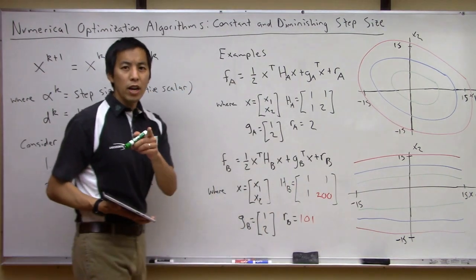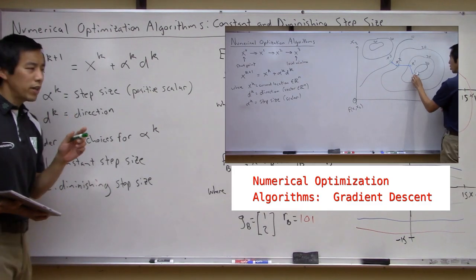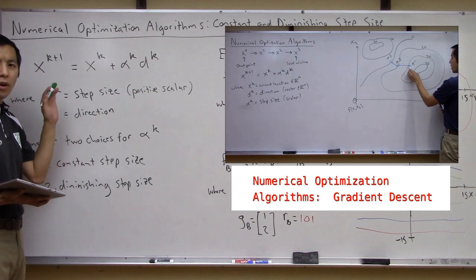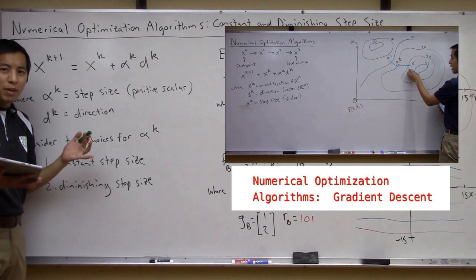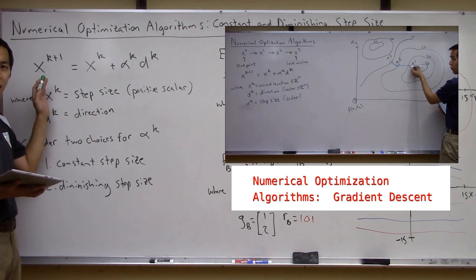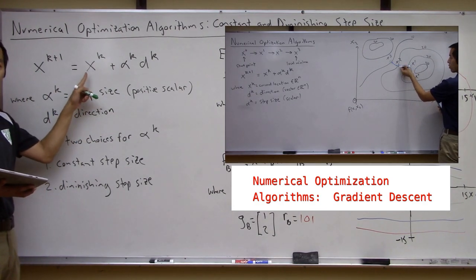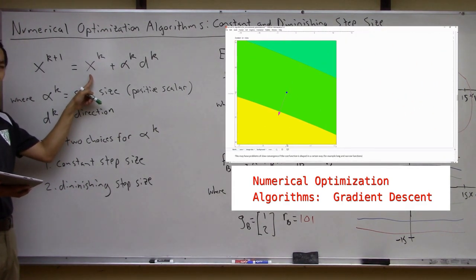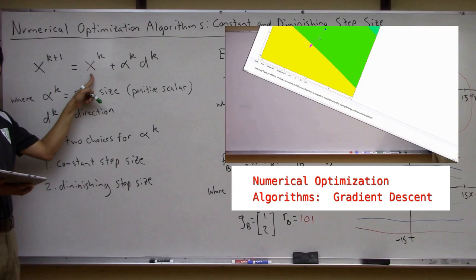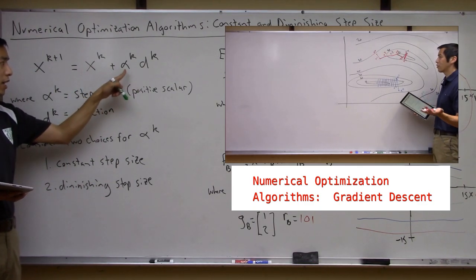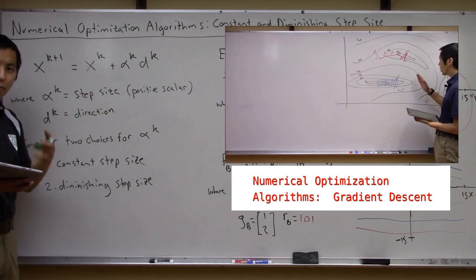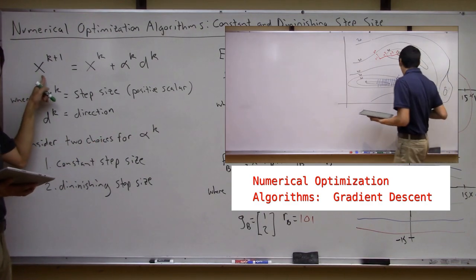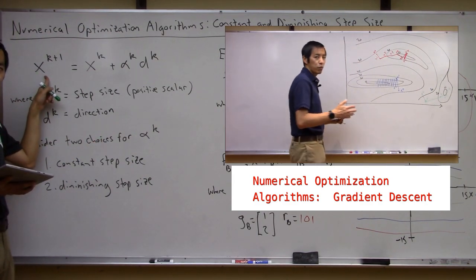If you remember in our previous video, we discussed the setup of how a numerical optimization algorithm might be set up, and it was a very simple idea, right? It said that if you started at some location within your decision vector space, all you're going to do is pick a direction and a step size and move in that direction by that step size in order to generate your next point in your numerical optimization algorithm.